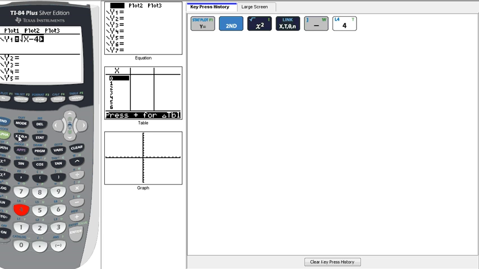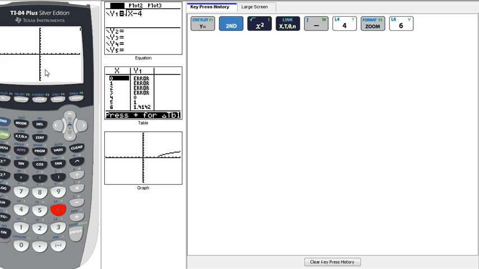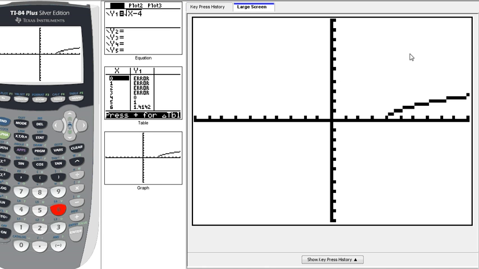Okay. What I want you to do is press the zoom button, and we're going to do a standard window. Make sure that you press zoom and then press number 6, and that's just going to give you a standard window. Standard means that it's 10 on the positive x, 10 negative x, 10 positive y, 10 negative y. Okay, so this is what your graph will look like.